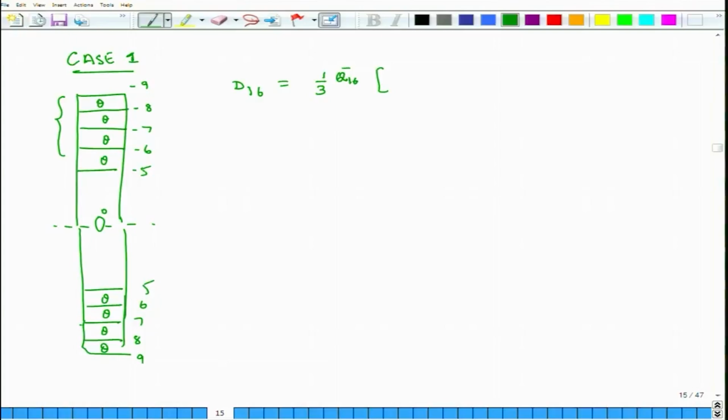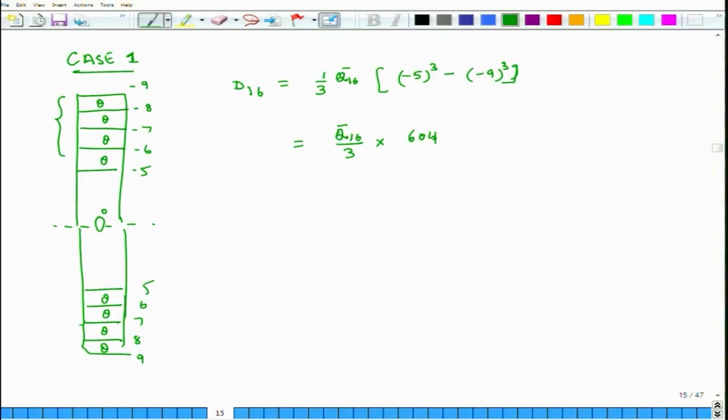So, this is -5 cube minus minus 9 cube, because you can consider this as one single fat layer. Okay. So, if you do this, you see that it is equal to Q16 bar divided by 3 times, and if you do all the math, it comes out to be 604. So, 604 times Q16 bar divided by 3, this is case 1.